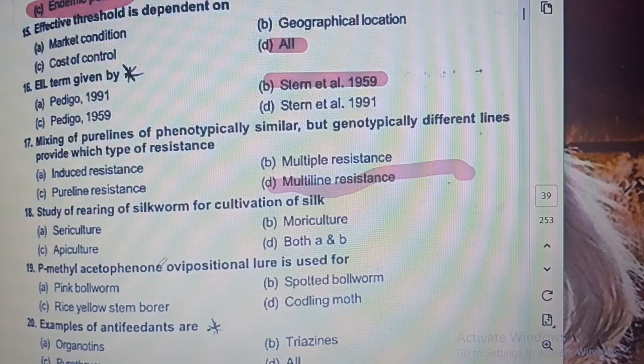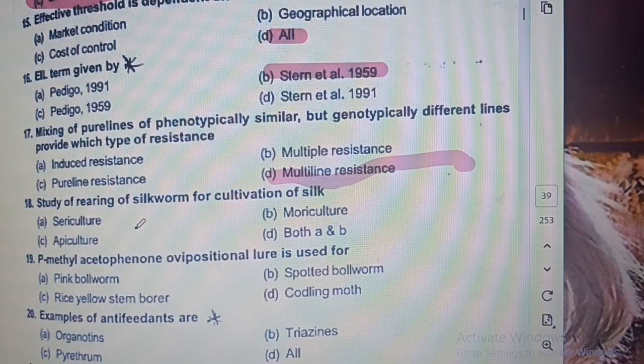Likewise, multiple resistance means, like in horizontal type of resistance, there are multiple genes, so those multiple genes can create resistance to multiple types of insects. Pure line resistance means when the line is phenotypically similar and all those lines are showing resistance to a particular kind of insect, that kind of resistance is pure line resistance.